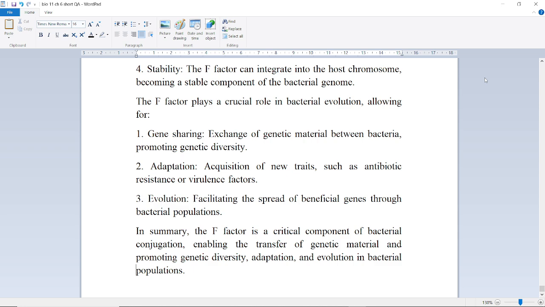The F factor plays a crucial role in bacterial evolution, allowing for gene sharing, exchange of genetic material between bacteria, promoting genetic diversity, adaptation, acquisition of new traits such as antibiotic resistance or virulence factors, and facilitating the spread of beneficial genes through bacterial populations. In summary, the F factor is a critical component of bacterial conjugation, enabling the transfer of genetic material and promoting genetic diversity, adaptation and evolution in bacterial populations.